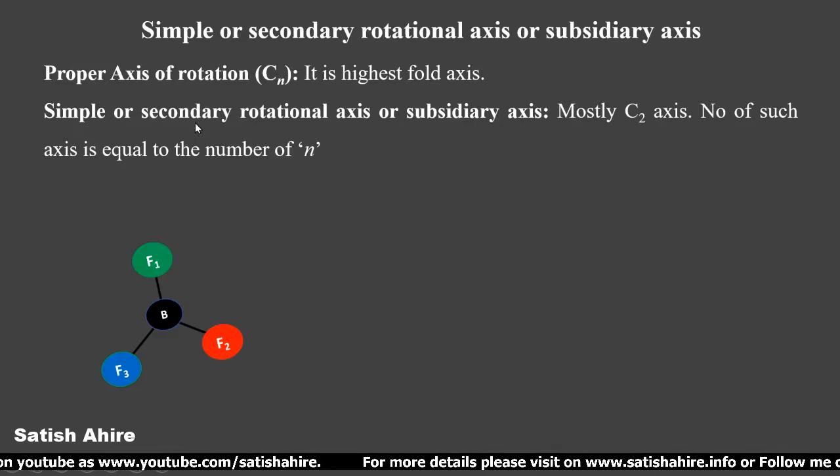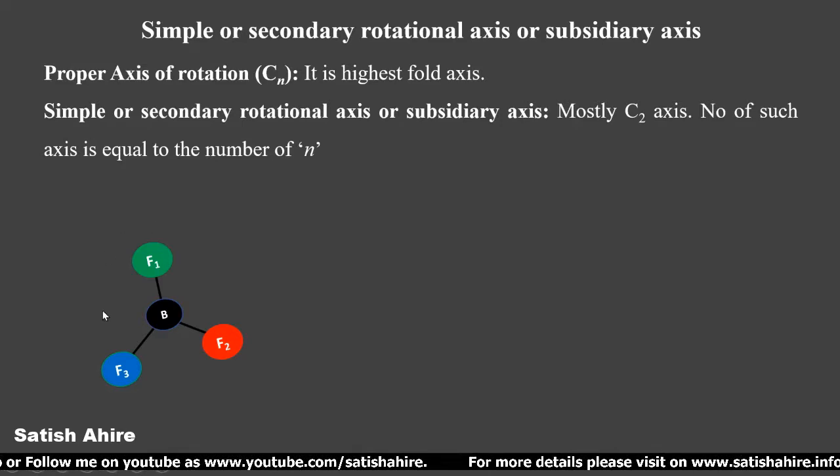Then the simple or secondary rotational axis or subsidiary axis is mostly a C2 axis. C2 axis means that the molecule should be rotated with an angle of 180 degrees. The number of such axes is equal to the number n.